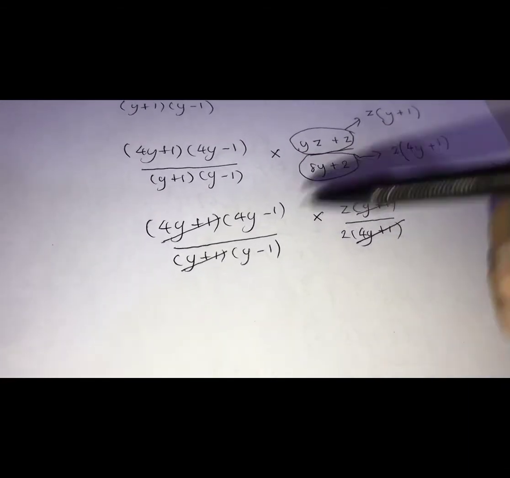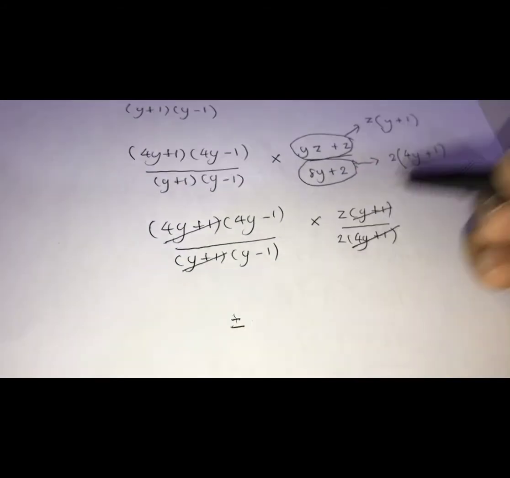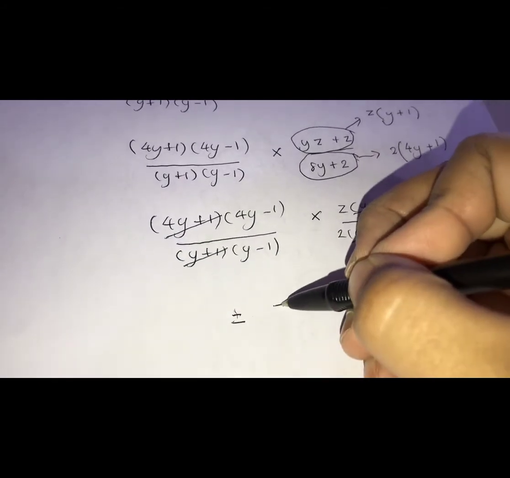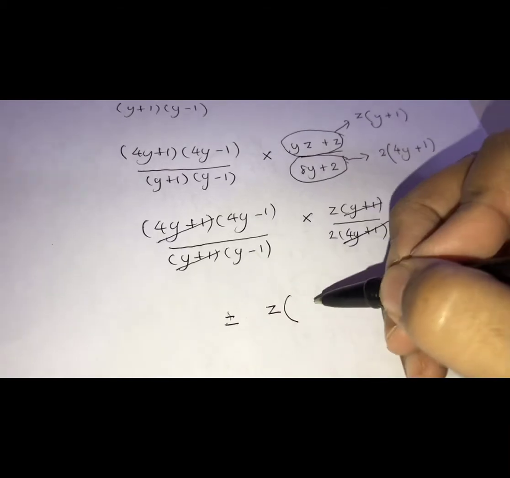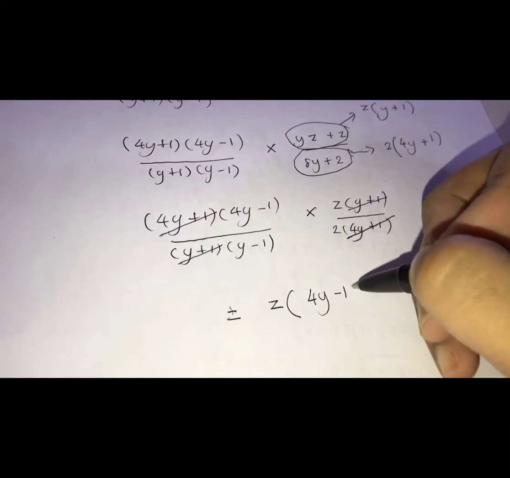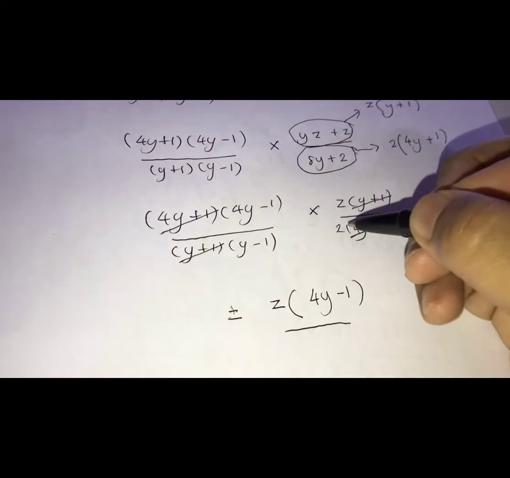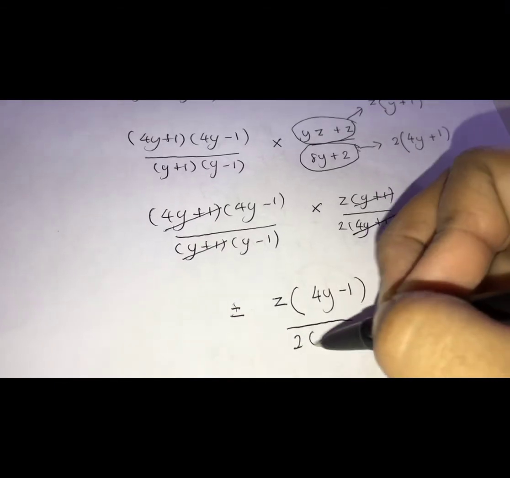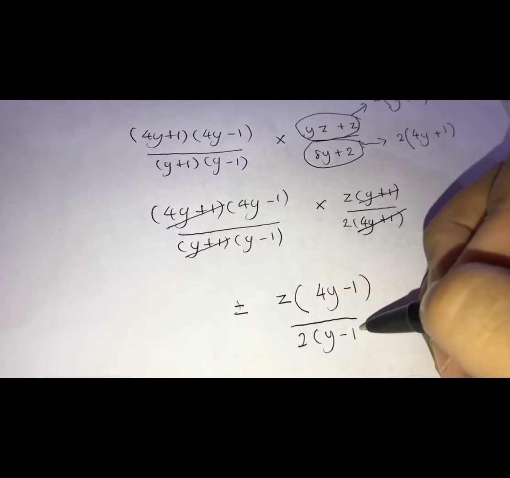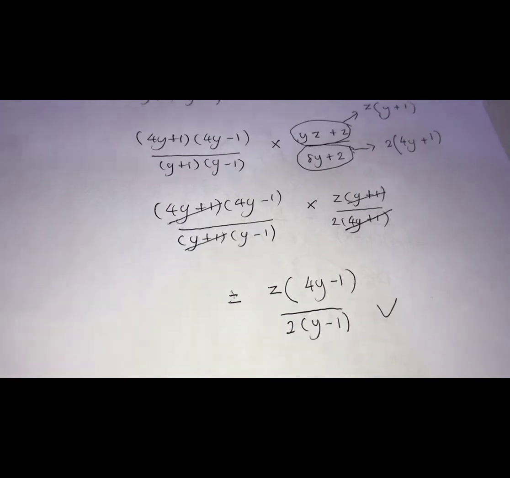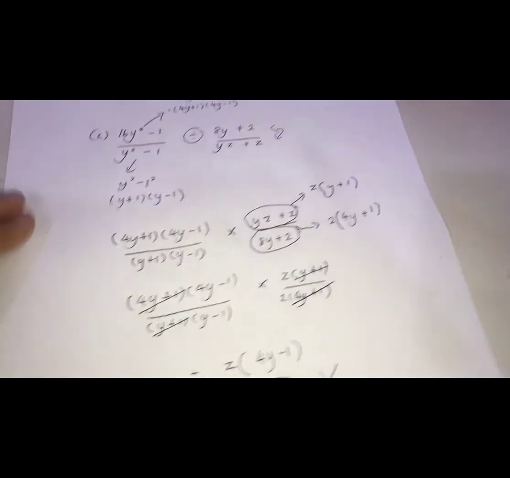So you can write your final answer equal to z, open bracket, 4y minus 1, over 2, y minus 1. Finish. This one is your final answer for question C.